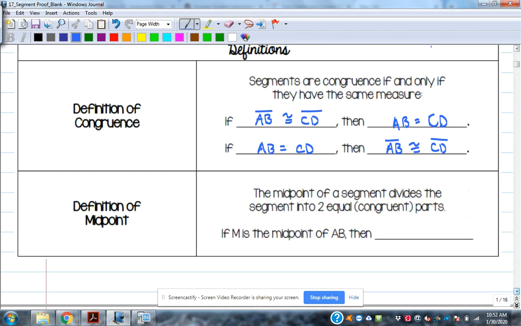Definition of midpoint: the midpoint of a segment divides a segment into two equal or congruent parts. If M is the midpoint of AB, then AM is equal to MB. Is what we get there. Definition of midpoint. If M is the midpoint of some segment AB, then A to M is the same length as M to B. That's what we get. So definition of midpoint is going to be something we use some here. Okay.